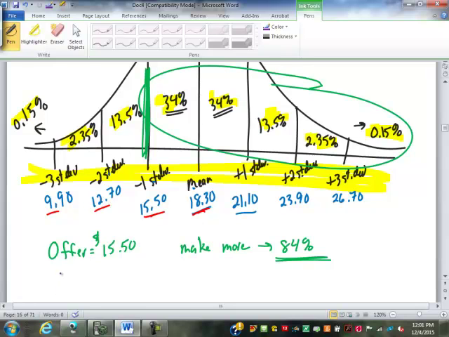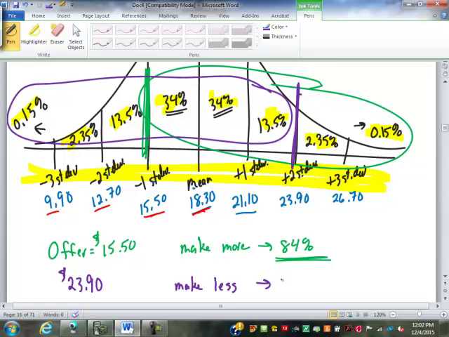How about you look at, let's say you're already working there and you look at your supervisor who is making $23.90 per hour. You want to know how many people make less than that. Well, $23.90 is right here, right? If you add up all those percents, you're going to get 97.5%. 97.5% of the employees make less than that person. Or that person makes more than 97.5% of all the other employees.